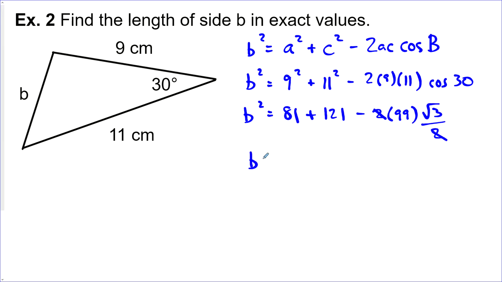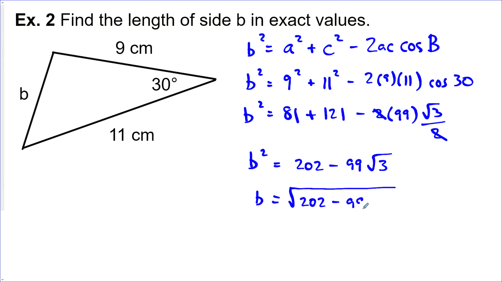And then we've got B squared is equal to 202 minus 99 root 3's. And take the square root. And I'm just interested in the principal square root, so I'm going to drop the plus minus and just do plus. And in this question we do have units, so don't forget the units if there are some units to be had.